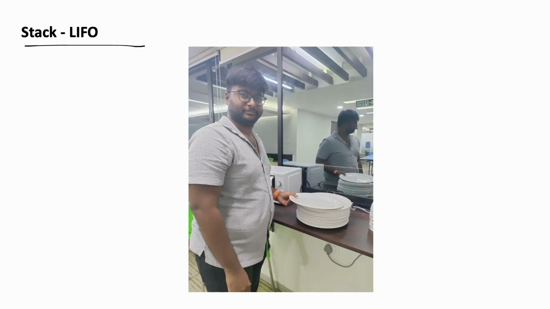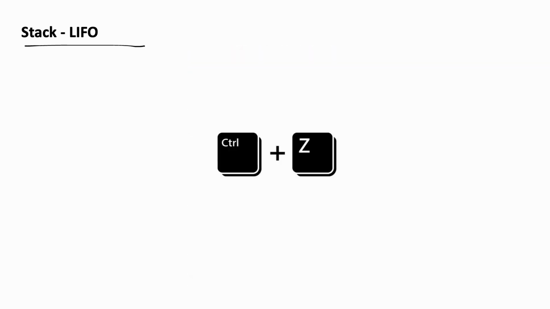Where is this used in the computer world? In the control Z operation. So imagine you are in a paint application and you have added a couple of strokes. Now when you do control Z, the last stroke will be removed, and if you do control Z again, the stroke previous to that stroke will be removed.